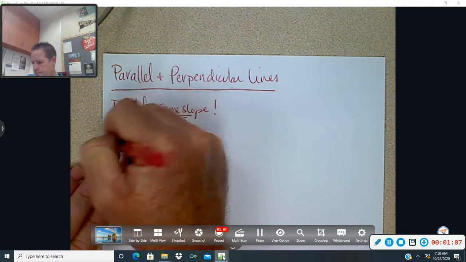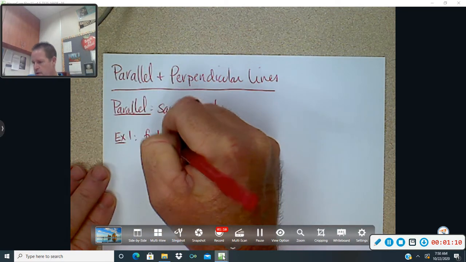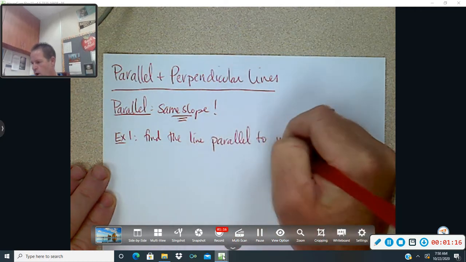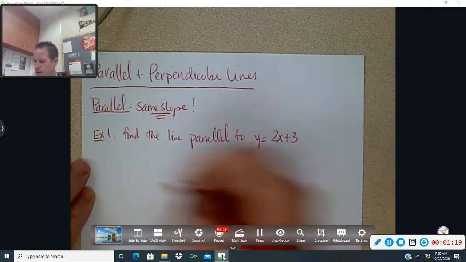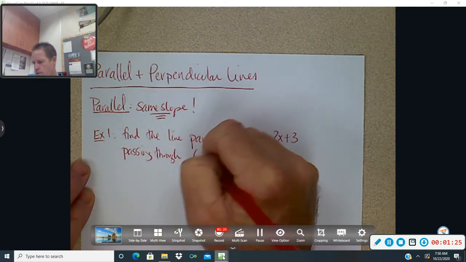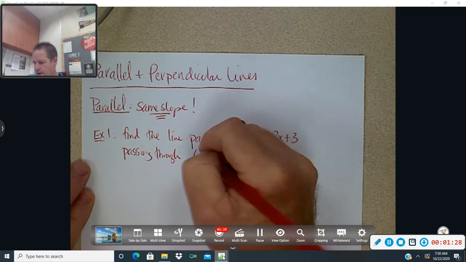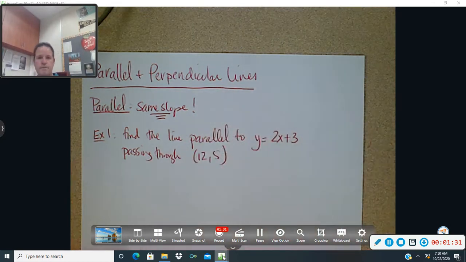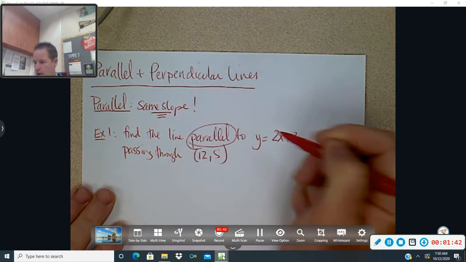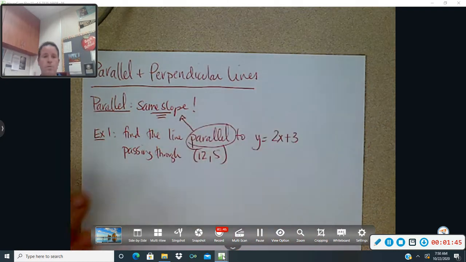Example number 1. Find the line parallel to y equals 2x plus 3 passing through 2, 5. Let's not go 2, 5, just to not confuse you. Let's do 12, 5. So find the line that's parallel to y equals 2x plus 3 passing through 12, 5. Again, the key here is parallel, and parallel means same slope. Remember, you've got to have a slope and a point to make the equation of a line.